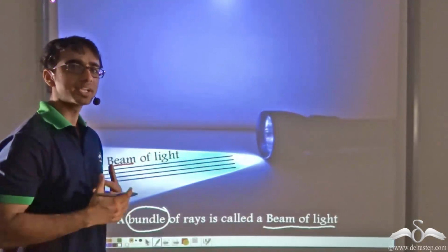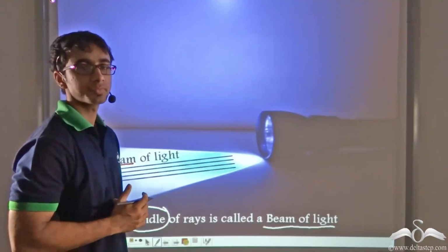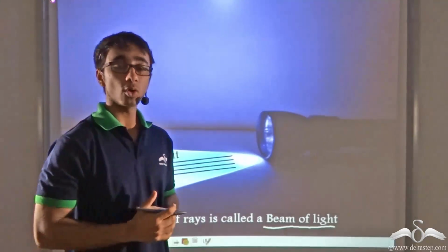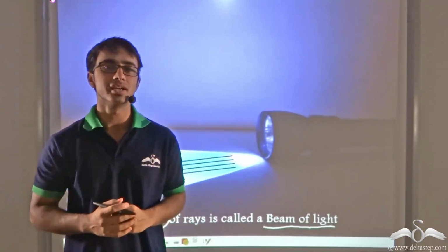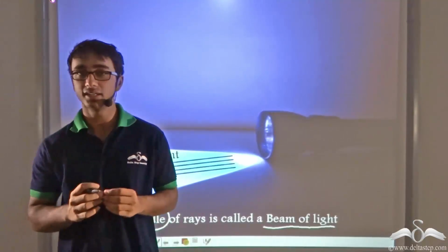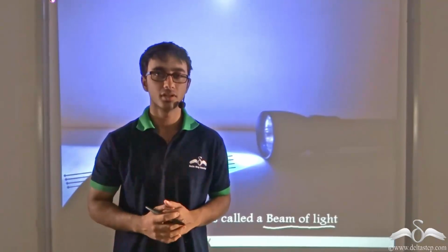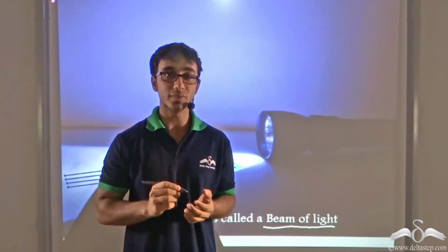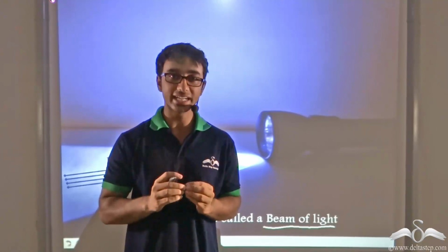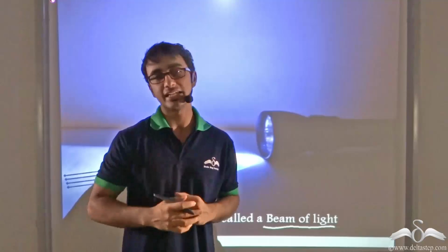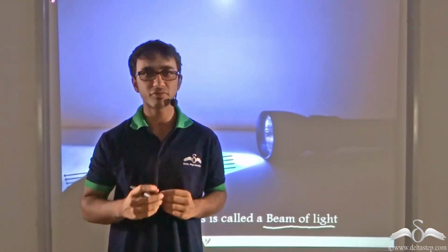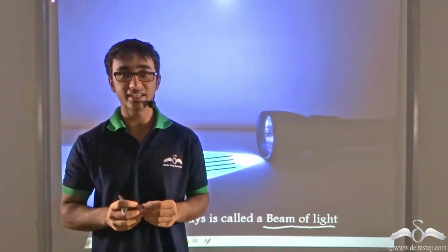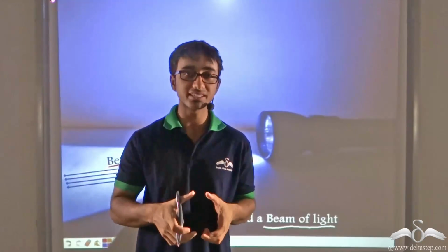So let's take a quick recap of what we have learned so far. We learned that light always travels in a straight line. It does not take a curved path and it does not take a zigzag path. What is a ray of light? A ray of light is a line with an arrow that is used to indicate the direction in which light is traveling. And what is a beam of light? A beam of light is a collection or a bundle of rays taken together.